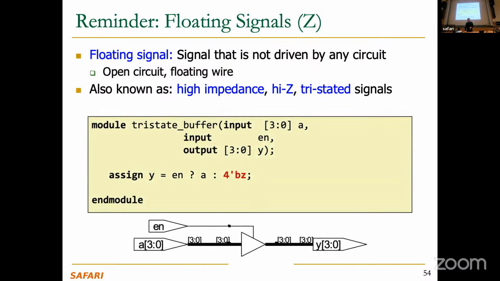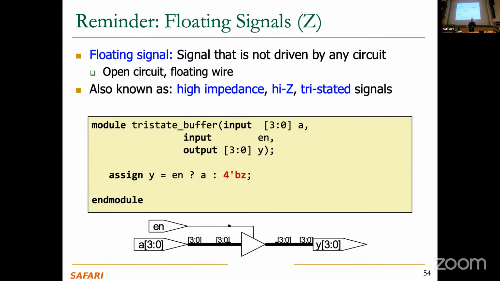You've seen examples of this. This is the tri-state buffer that you saw, one example that you saw. Basically, this is a 4-bit tri-state buffer. If enable is true, Y is assigned to A, otherwise it's assigned to a 4-bit Z value, a floating value, if enable is false. And that's how you actually enable floating signals, and how you implement the tri-state functionality. This is one example of the functionality.